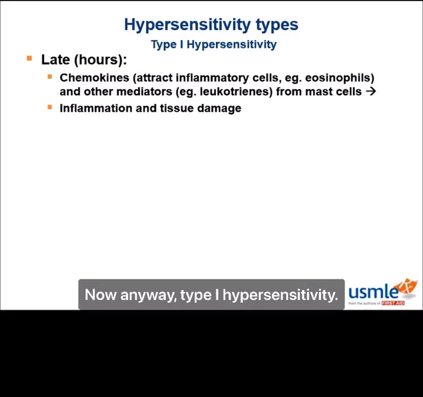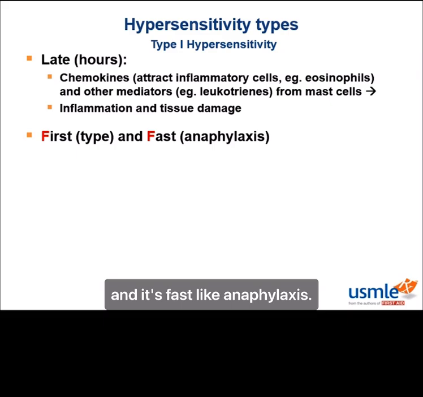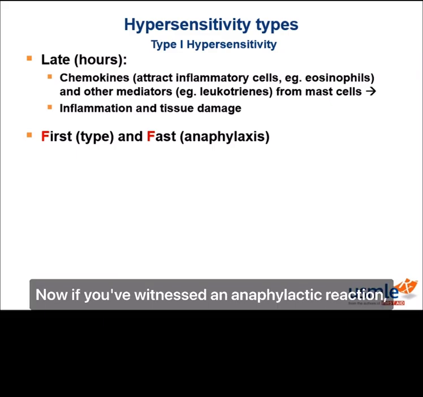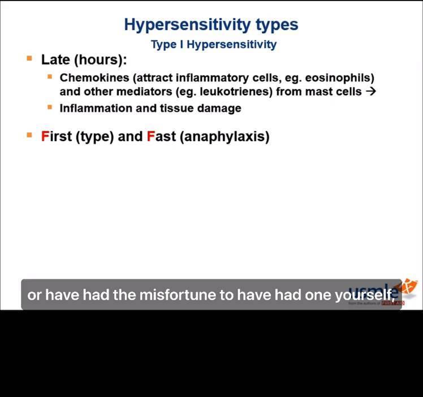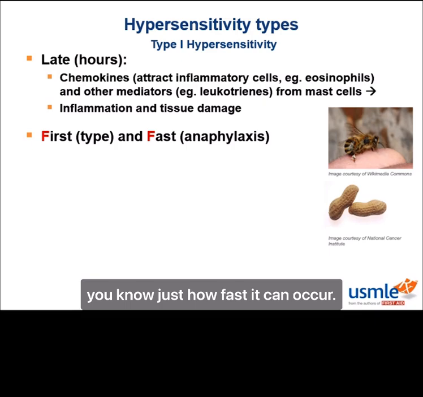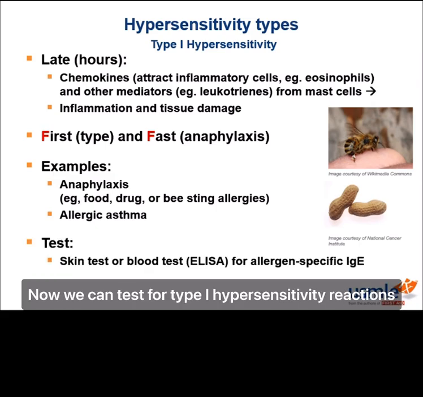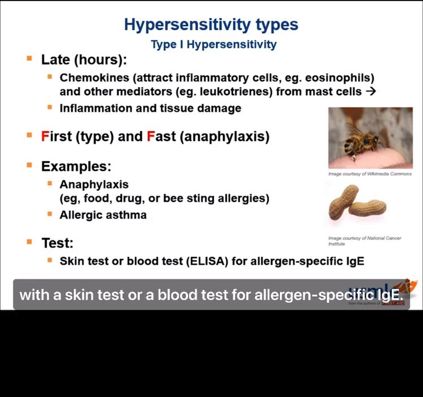Now, anyway, type 1 hypersensitivity, since it's number 1, is the first type of hypersensitivity, and it's fast, like anaphylaxis. Now, if you've witnessed an anaphylactic reaction, or have had the misfortune to have had one yourself, a bee sting or foods like peanuts or shellfish, you know just how fast it can occur. Now, other examples of type 1 hypersensitivity include allergic asthma and drug allergies. Now, we can test for type 1 hypersensitivity reactions with a skin test or a blood test for allergen-specific IgE.